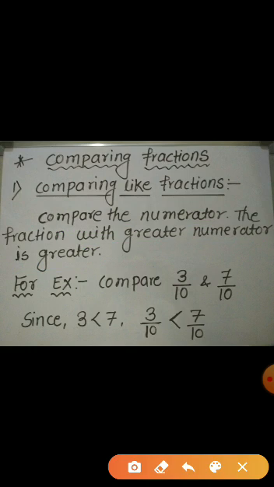For example, let us compare the fractions 3 by 10 and 7 by 10. These are the like fractions, right? Because they are having same denominator. But the numerators are different. So we need to compare the numerator. Now in 3 and 7, 3 is less than 7. Or we can say that 7 is greater than 3, right? So since 3 is less than 7, the fraction 3 by 10 is also less than 7 by 10. Means 7 by 10 fraction is greater since it is having greater numerator.